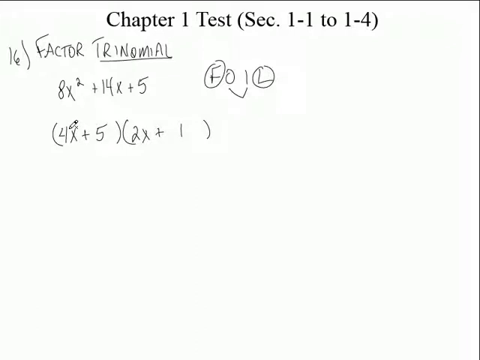So watch, here's the outside. 4x times 1, that's 4x. And then 5 times 2 is 10, so 4 plus 10 is 14. Yep, that's exactly what I'm looking for right there. I'm looking to see if the outside and the inside add up to be the middle term right here, and they do. And so now I'm finished.